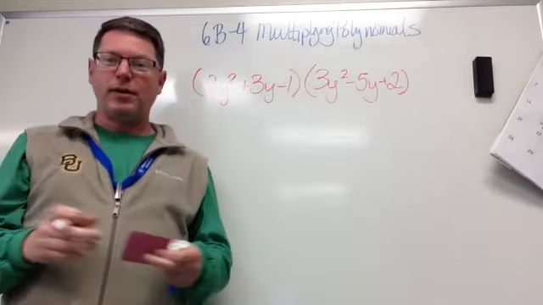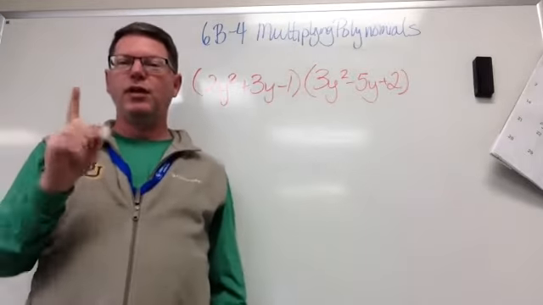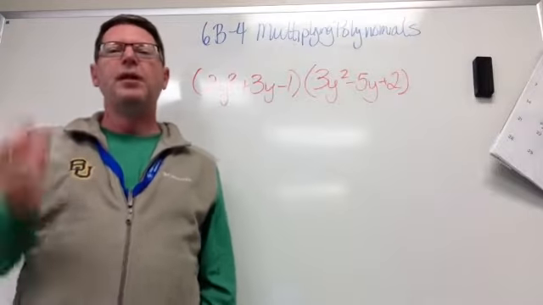Now, we're multiplying a trinomial by a trinomial, so we got to make sure that we know that our exponents are going to change in the multiplication process. Okay? So I'm going to do 3 different colors.